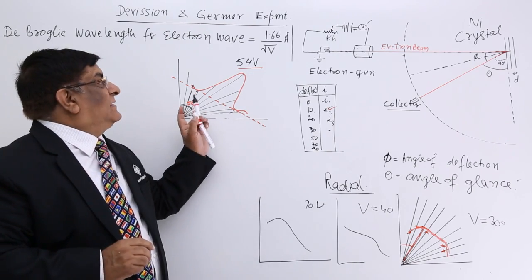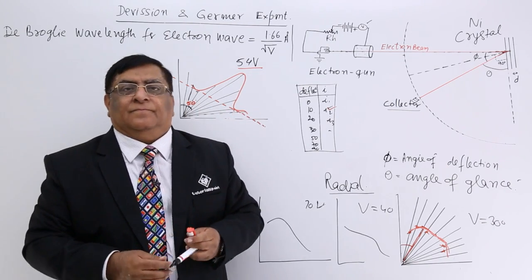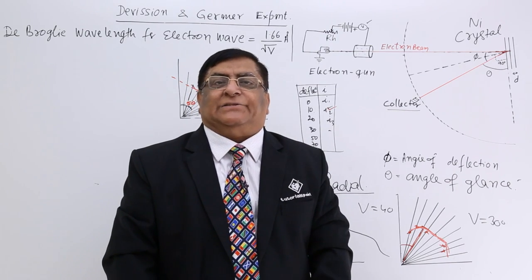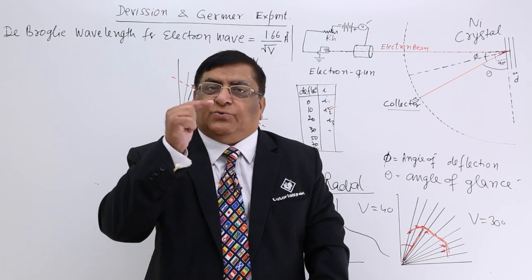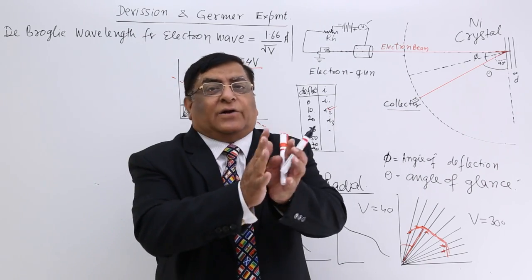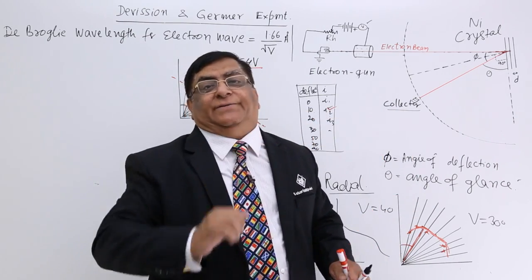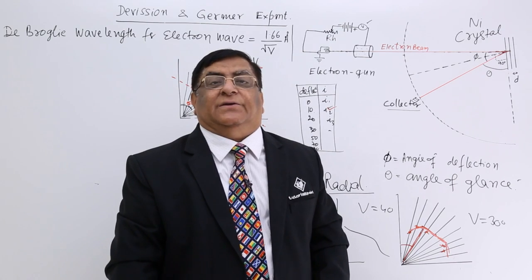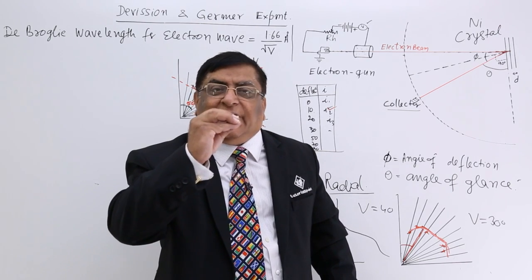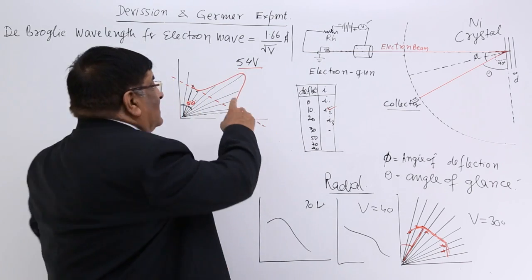Now, once this graph has come, it has confirmed one thing, that all the electrons are not going to one point and all the electrons are not distributed uniformly. How are they distributed? They are distributed maximum at the center, then they go on decreasing.